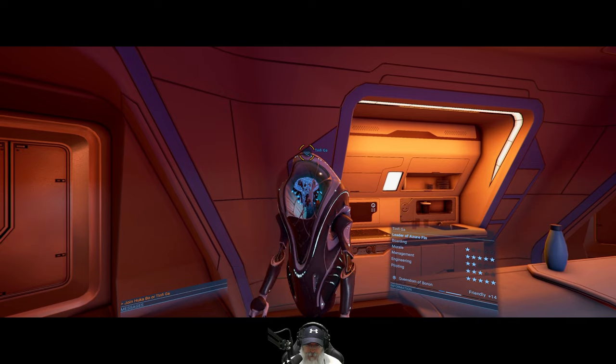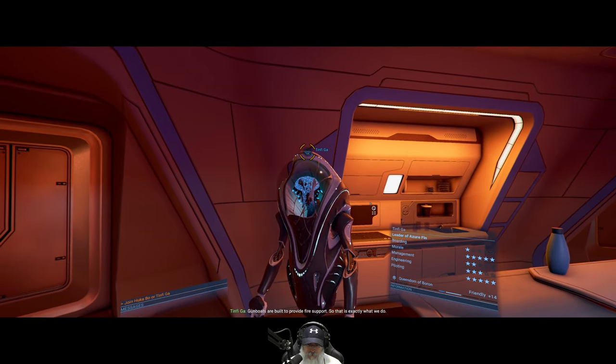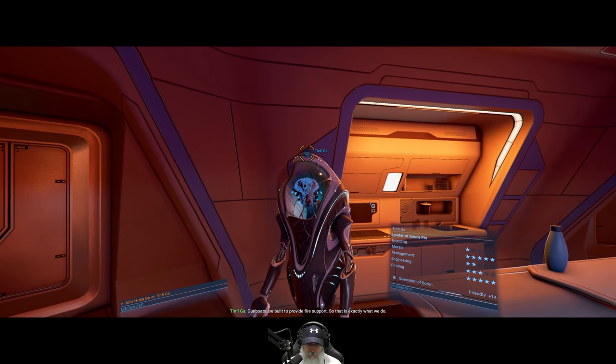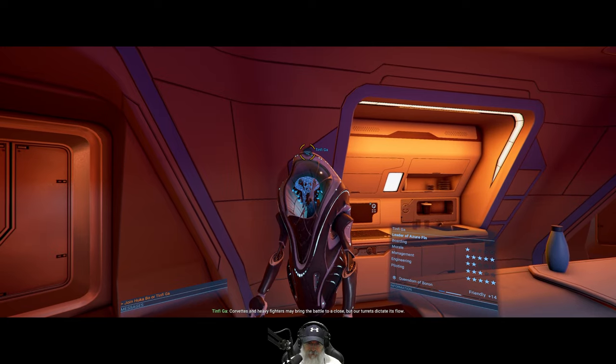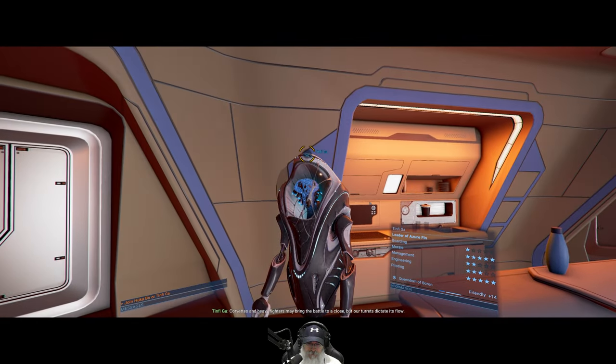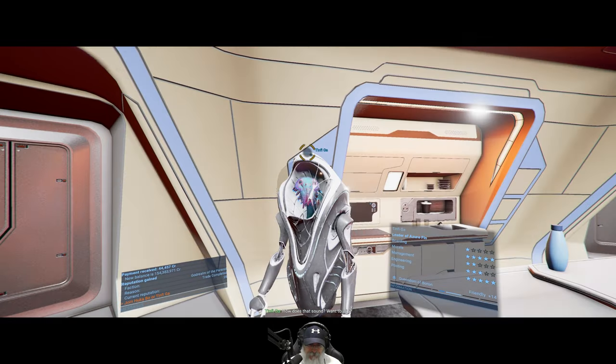Okay, how do you operate? Gunboats are built to provide fire support. So that is exactly what we do. Corvettes and heavy fighters may bring the battle to a close, but our turrets dictate its flow. Interesting. How does that sound?